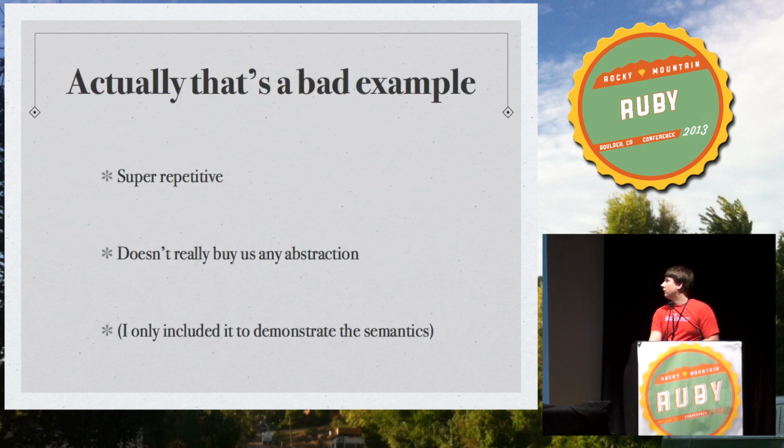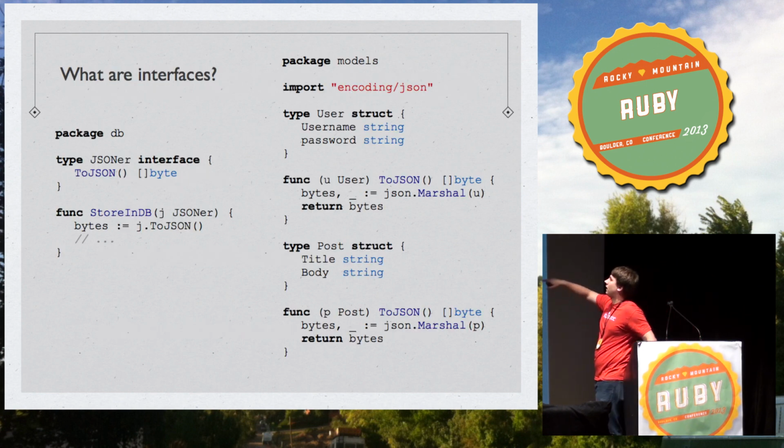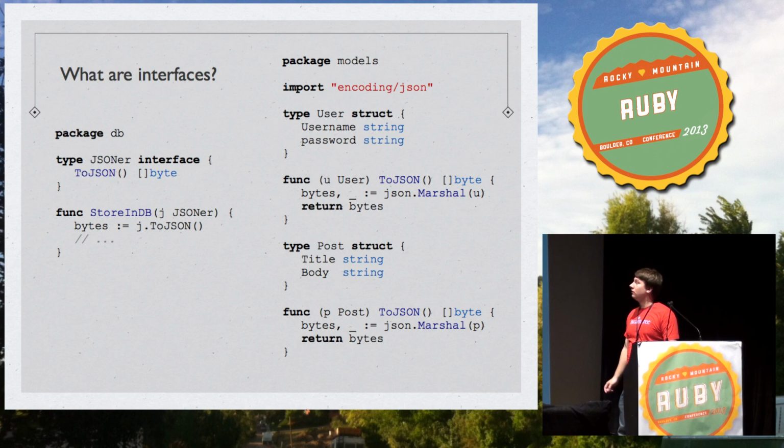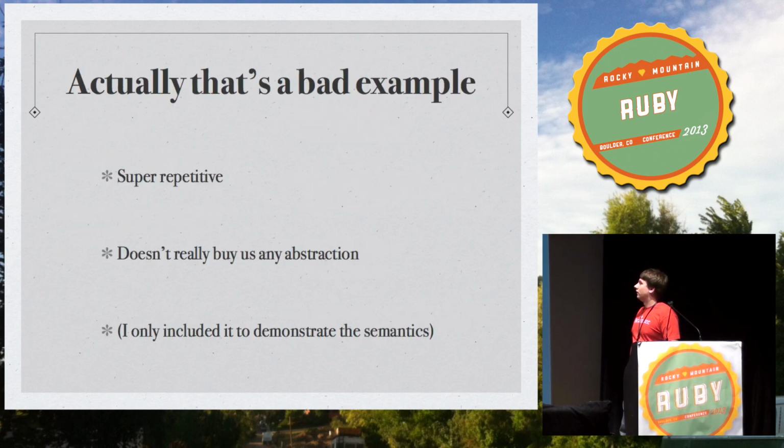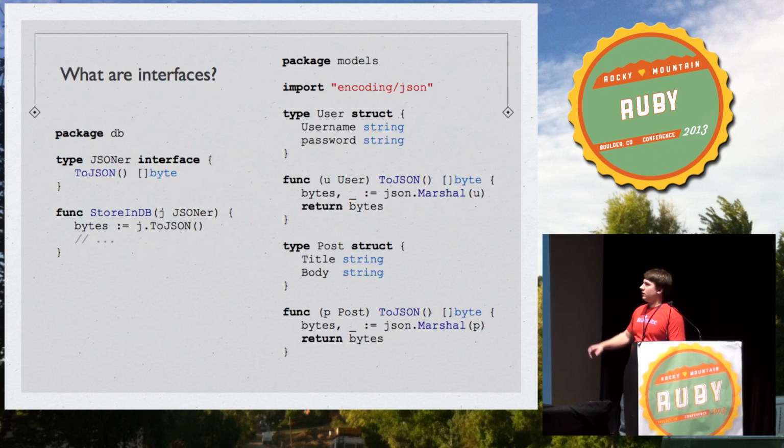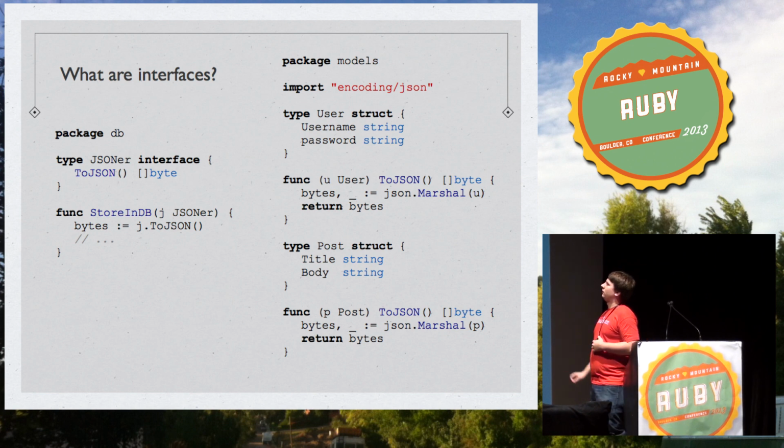But I would say that if you look at that example, it's actually really bad. This is a bad interface. It's super repetitive. Notice how the body of the toJSON function is exactly the same, essentially, in these two classes. It doesn't really buy any abstraction, and I'm only really including it because I think that you get a sense of how the semantics of interfaces work here. One thing to point out is that password, because it's private to the model's package, will not be serialized into JSON because the other package can't see it.